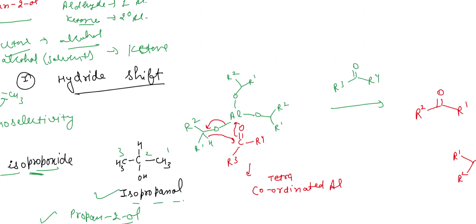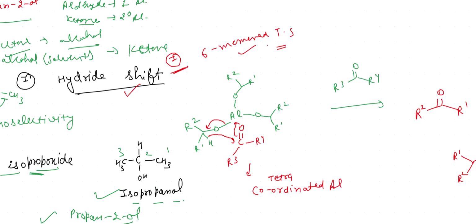Meerwein-Ponndorf-Verley reduction reaction. In this reaction, there is hydride shift. You have to remember this point. Hydride shift will occur in this reaction. So this mechanism is believed to go through a catalytic cycle involving a six-membered ring as transition state. So I will let you know how the six-membered transition state is formed in this reaction.